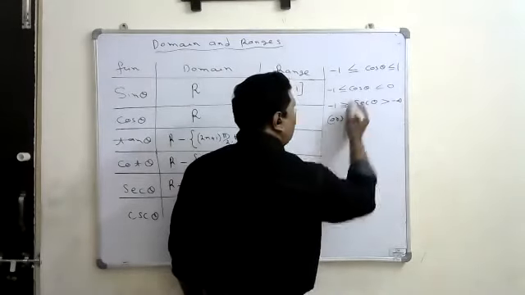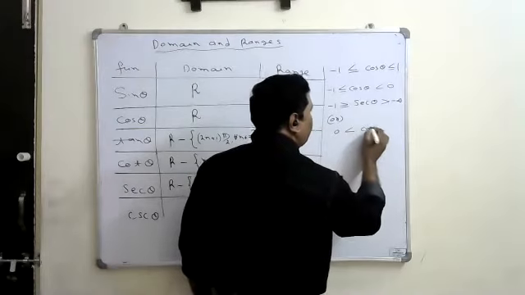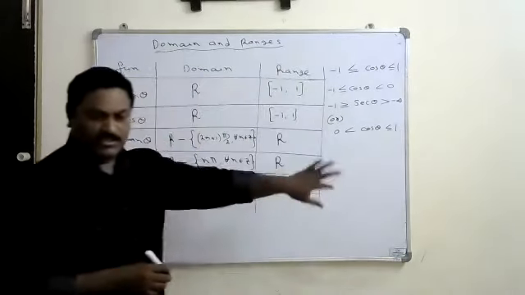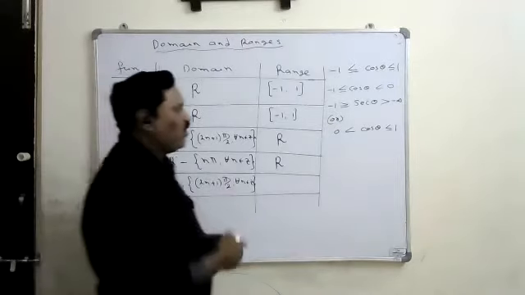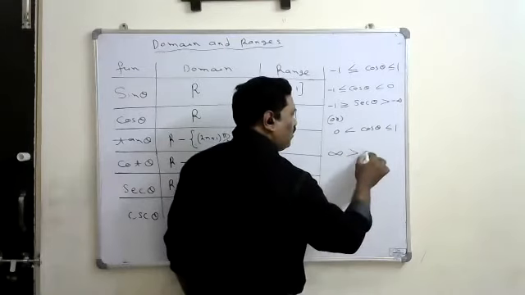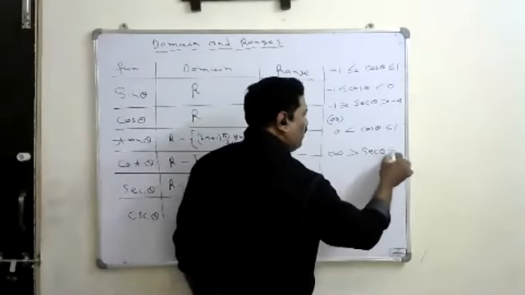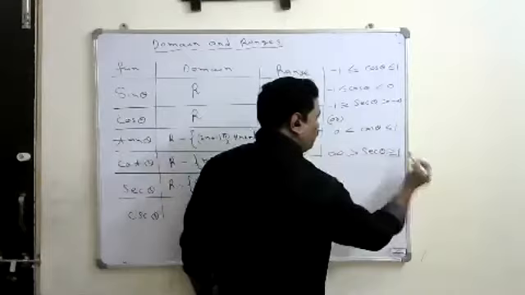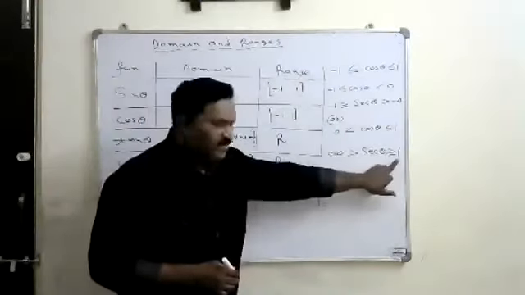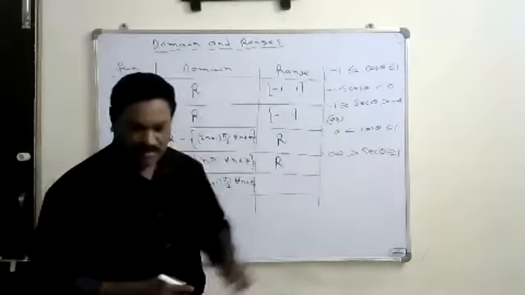If I take the positive limit, 0 less than cos theta less than or equal to 1. This is a positive limit, right? If I take the reciprocal, the reciprocal of 0 is greater than the reciprocal of cos theta, so secant theta is greater than or equal to 1. Understand? That means secant theta is going to lie between 1 to infinity.